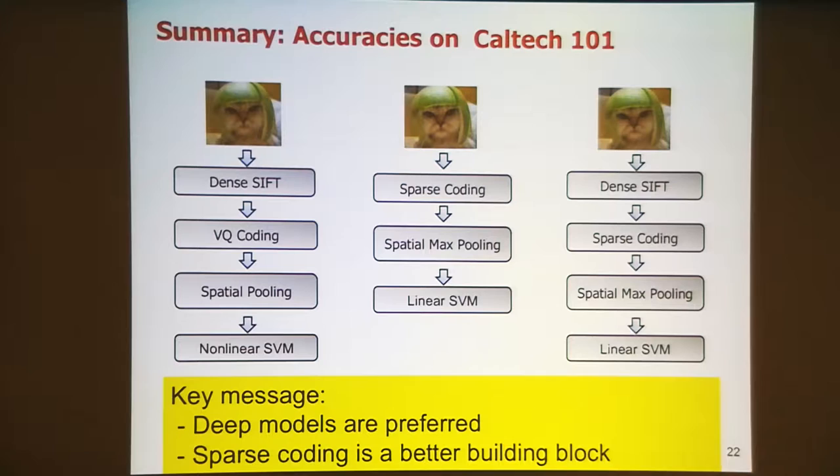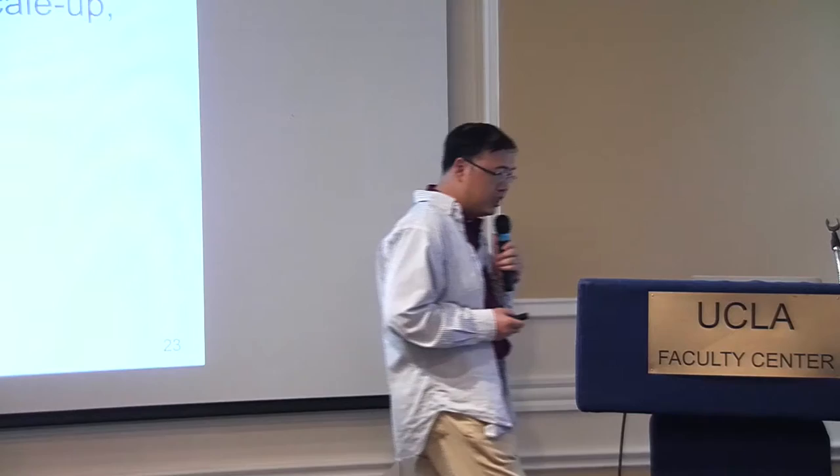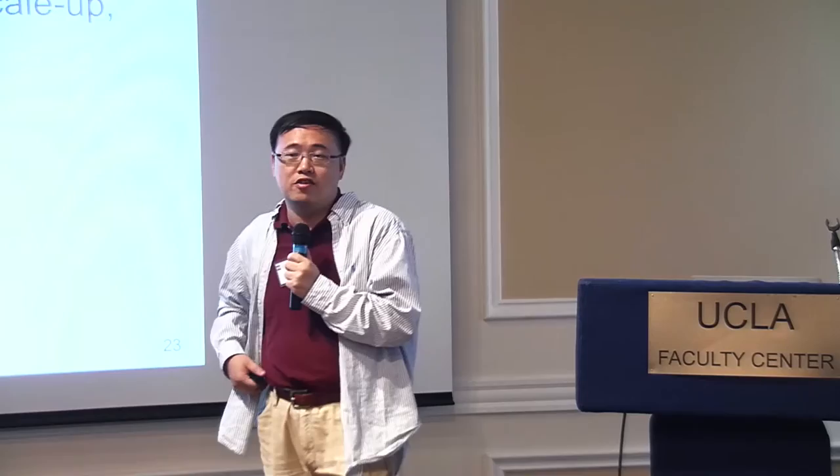Then the second point: if you compare the first one and the last one, they are applied on the same features, but with different coding methods. Then you might draw the conclusion that sparse coding is better than vector quantization coding. I would like to discuss why sparse coding is better, and whether we can learn something from this. If we can learn something, then probably we can develop better methods.